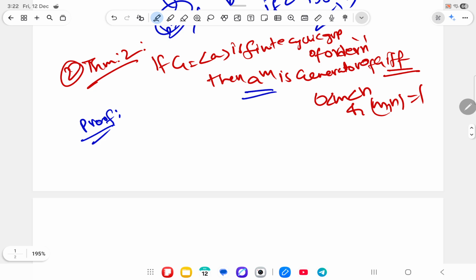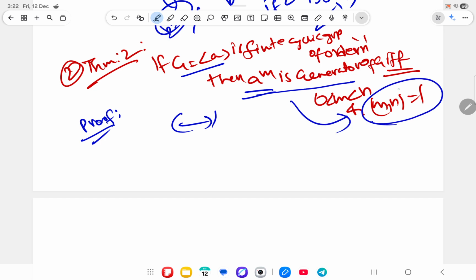Say a power m is a generator. So let us do this side first: if a power m is a generator of G, then GCD of m comma n is 1. First we will prove this way, later we will prove the other way. Now a power m is a generator of G, right?